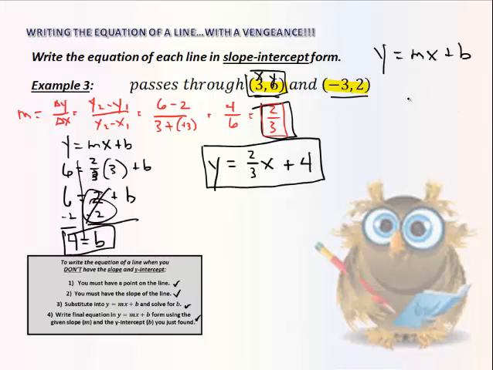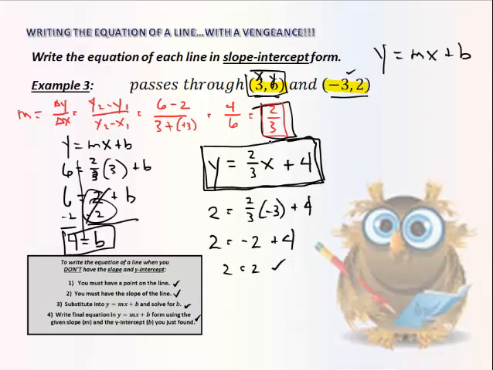I can do a quick check on this. If I plug in 2 and negative 3 in here, it'll work out. If I plug in the 2 for y, and 2/3 times negative 3 plus 4. 2/3 times negative 3 is negative 2, plus 4. So that gives me 2 equals 2. So that worked. So this point worked also. So I'm very confident that this is the right equation. Okay? And hopefully you remembered how to do that when we did one like that in the last lesson.